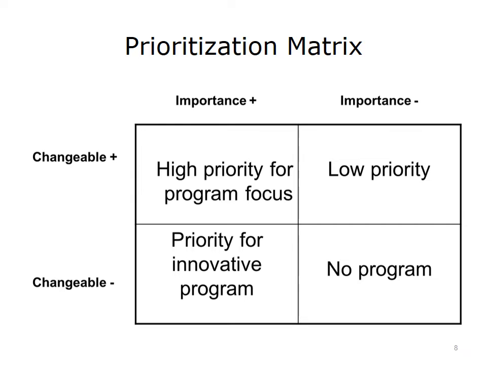And of course you can imagine it might be a good exercise for you to think about different programs in your community that you might wish to pursue, and then place them in these various boxes as an exercise. If, for example, you want to work on a problem of low importance, but it is easy to change, the matrix would recommend a low priority for that intervention. On the other hand, if you have an important health status feature that's not very easy to change, the matrix would indicate priority only for an innovative program.